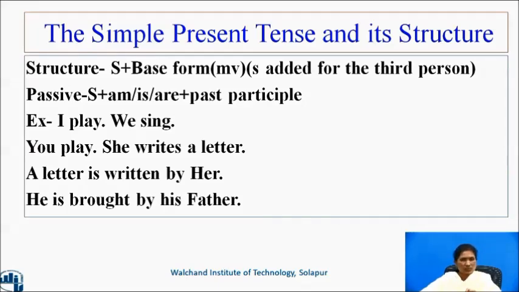Simple present tense and its structure. The structure is subject plus base form, that is the main verb, or s or es added for the third person singular. When you are using simple present tense in a passive construction, it is subject plus am, is, are plus past participle. For example, I play, we sing, she writes a letter, not she write a letter. A letter is written by her. He is brought by his father. These are passive constructions.